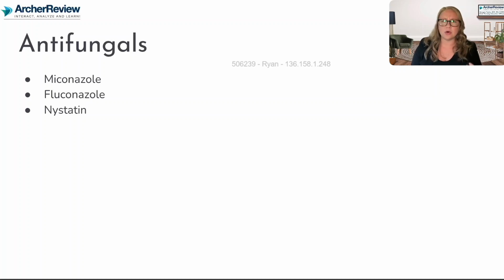Sometimes we can get an overgrowth of fungi in the mouth, specifically coating the tongue. We call that oral thrush. The tongue looks all white and coated. Yuck. Nystatin is commonly, we're going to prescribe it in like a little swish and spit liquid, very common to be used for that specific fungal infection.